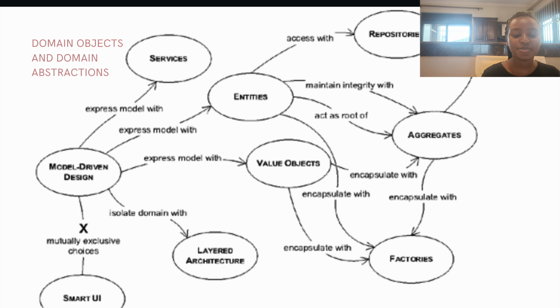Look at all these. I've covered them individually. So if this feels confusing, feel free to look at the whole course. I've done a whole course on domain-driven design. It's really exciting and I'm really proud of it. So value objects, they encapsulate with factories and they encapsulate with aggregates. And that's it. We did a brief overview of domain-driven design.